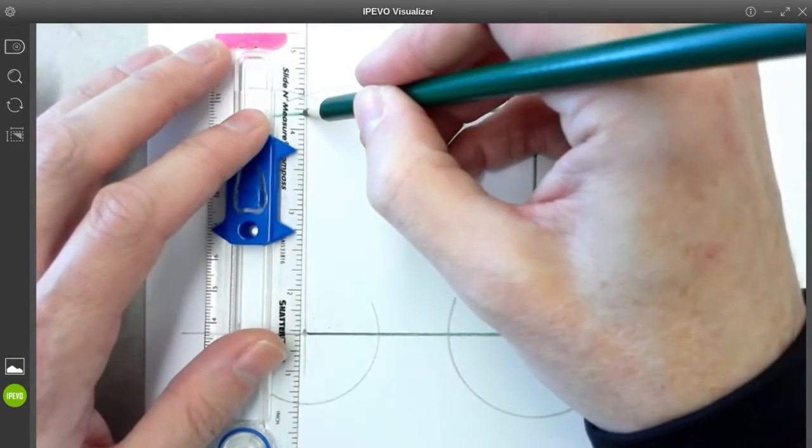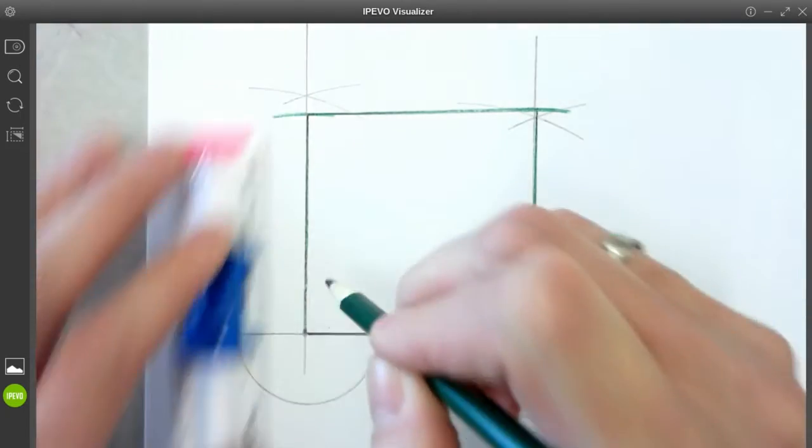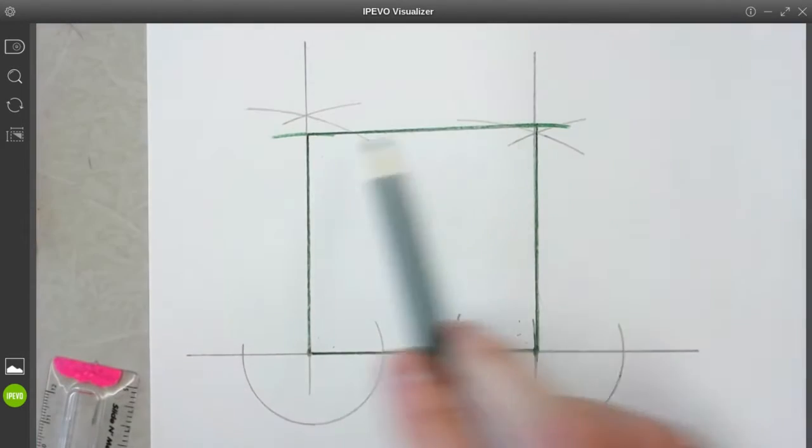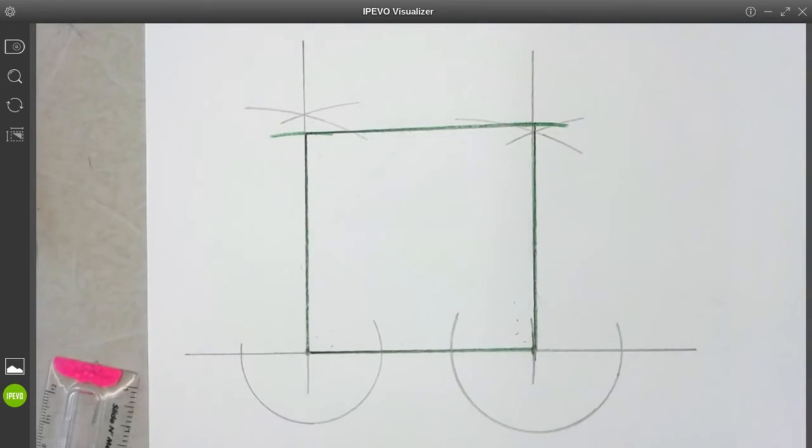But without knowing that you have perfect right angles, you can't say it's a square. But now, 4 right angles, all my sides are congruent. There we go.